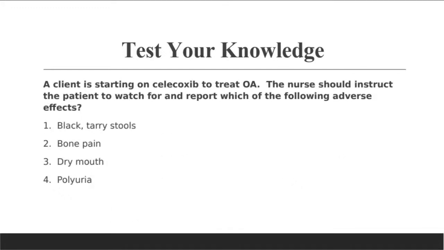A client is starting on celecoxib to treat osteoarthritis. The nurse should instruct the patient to watch for and report which of the following adverse effects. Yeah, exactly. Number 1, because it can cause GI bleeding, right? And so we want our patients to report any black or tarry stools or bright red stools as well, abdominal pain, any coffee ground emesis, all those signs and symptoms that might go with a GI bleed.